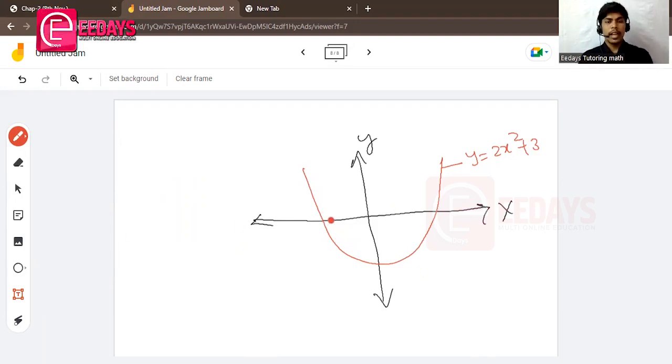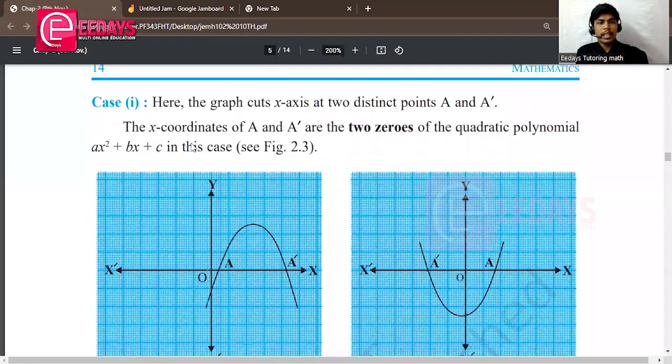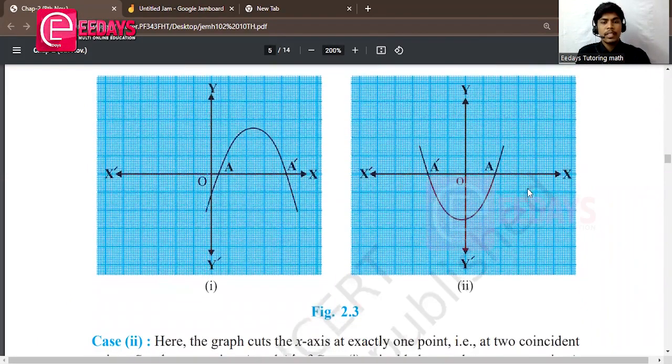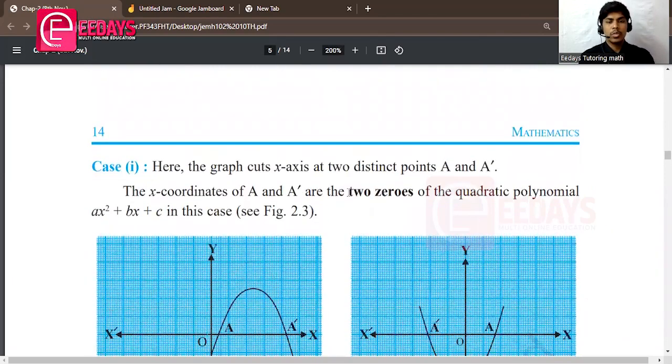Observe carefully here at what point. This is the x-axis, where it is touching. Here, touching at 2 points. The curve is touching the x-axis at 2 points. So that's why the number of zeros we have to take is 2. Simple, right? So that is what they are doing here. Observe the textbook here. In case one, the graph cuts the x-axis at two distinct points. Here the downward curve touches the x-axis at this point and this point, a and a dash, and here also it is touching at a and a dash. So the quadratic polynomial has two zeros.